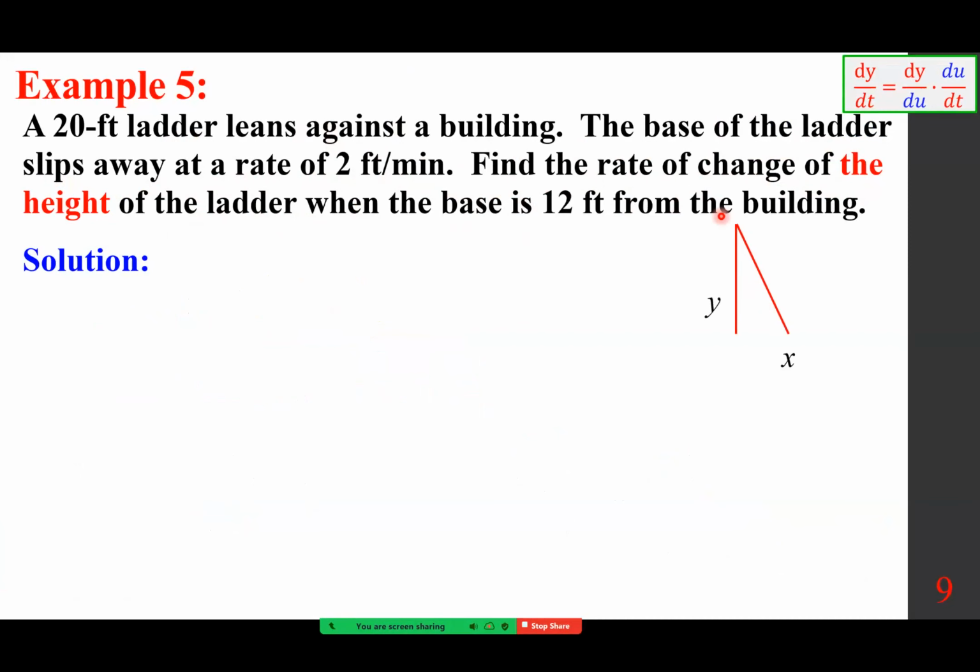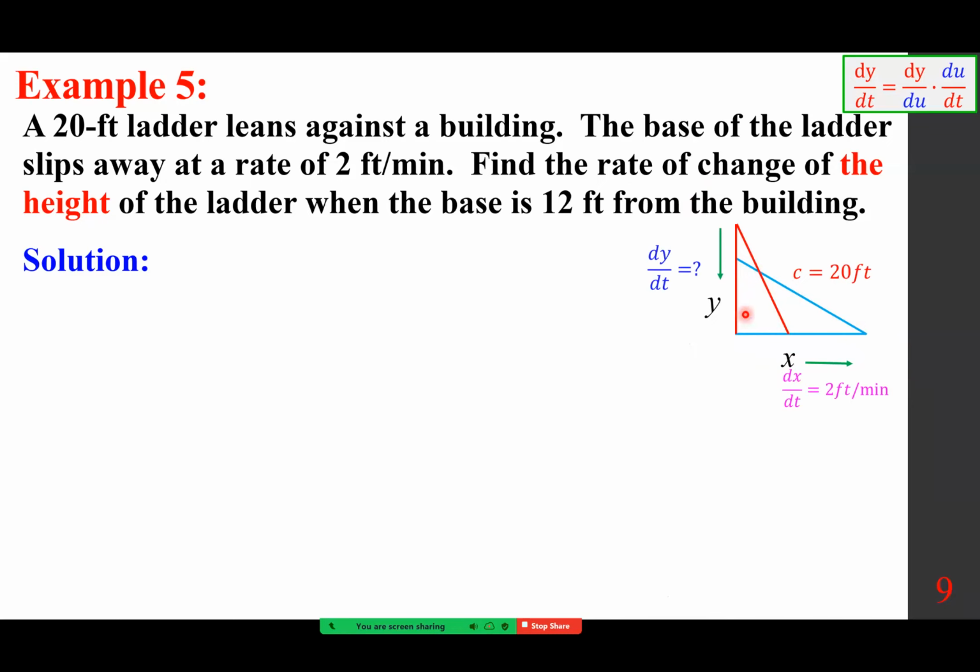So here's the building, here's the ladder. It's moving this way, creating this shape. So it's moving this way, and the y comes down. So we have this fixed side. The ladder has a fixed side, which happened to be the hypotenuse in this case, and it's 20 feet. This moves this way at a speed of 2 feet per minute. This comes down at a speed we need to find, or at a rate that we need to find.